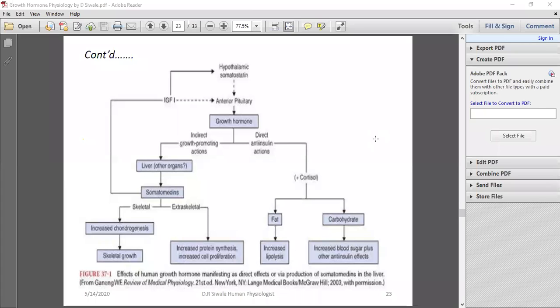So I wanted to ask, growth hormone works together with other hormones. Does it ever work on its own, or does it always work in conjunction with other hormones to execute a specific function?